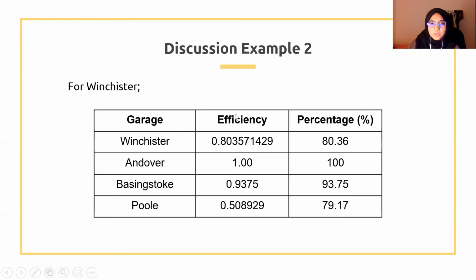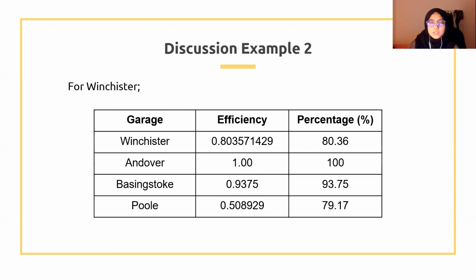Next is the discussion for example 2. Now we are maximizing the weighted input to produce the efficiency of the outputs. For Winchester, when we maximize the input, we have the efficiency for Winchester of 0.803571429, which equals 80.36%.